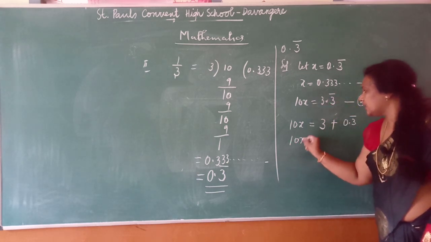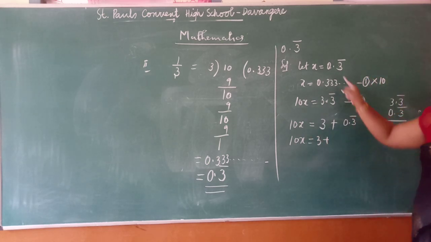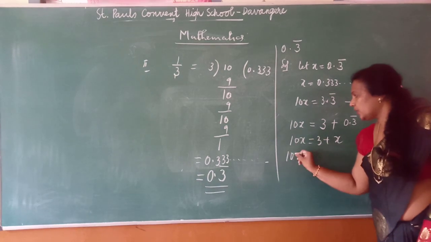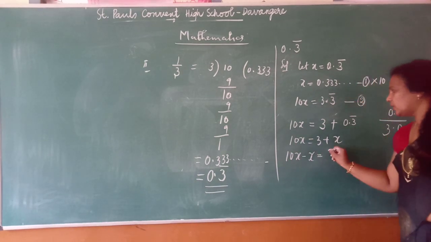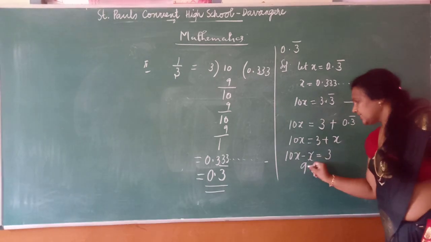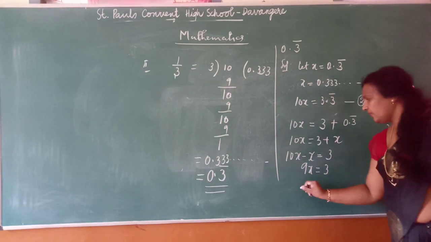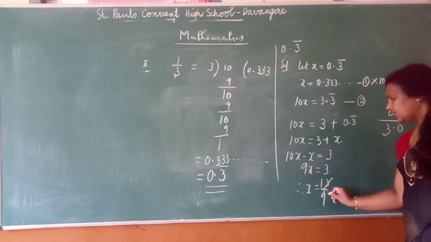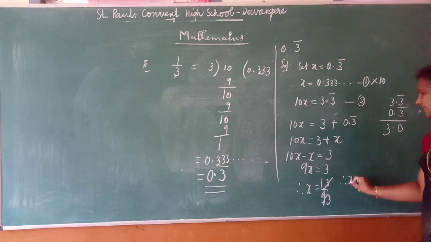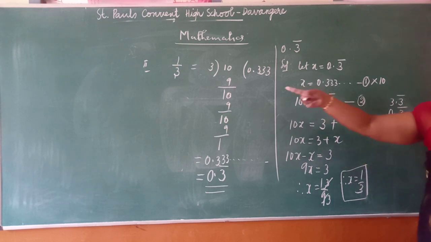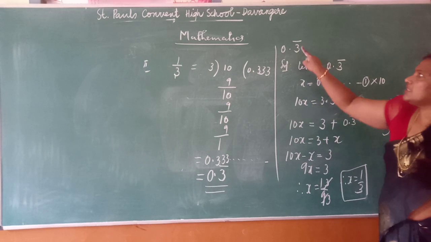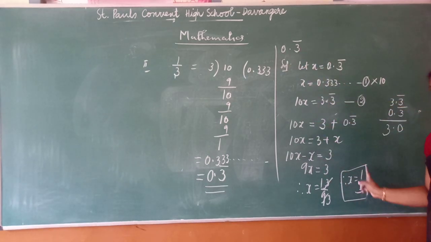Next, 10x is equal to 3 plus, what is 0.3 bar? It is nothing but x. Take x all one side. So 10x minus x is equal to 3. 9x is equal to 3. Therefore, x is equal to 3 by 9. 3 ones are 3, 3 threes are 9. Therefore, x is equal to 1 by 3. You see how you got the answer? Same thing, no? You have seen it there also. 1 by 3, decimal expansion 0.3 bar. Here also 0.3 bar, you got its fraction form 1 by 3.